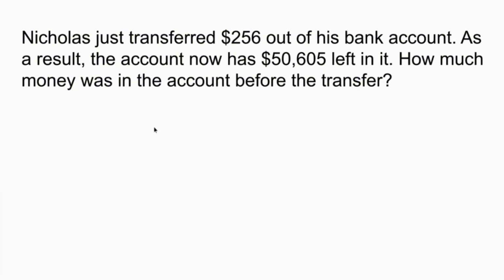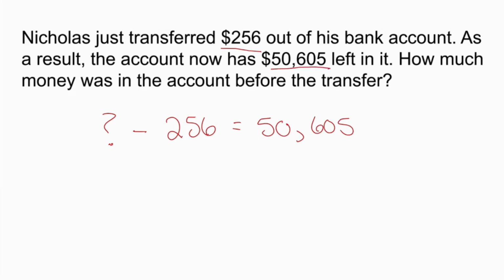So he had a certain amount of money, right? Then he subtracted out 256 to get 50,605. I need to find out what was in the original amount. So since I subtracted 256 to get this new number, in order to find my old number, I have to add 256 plus 50,605.